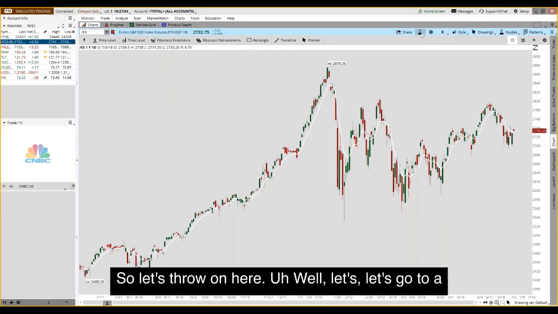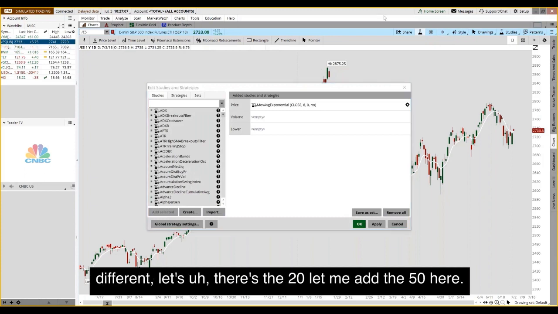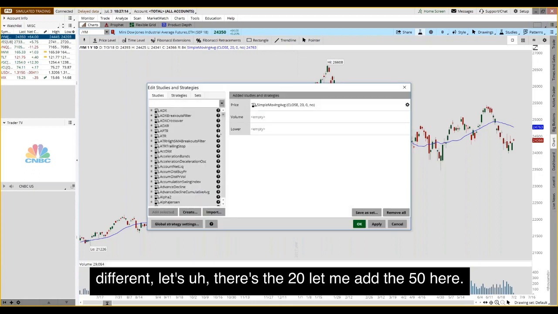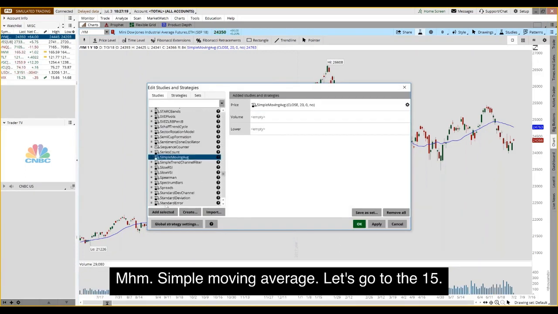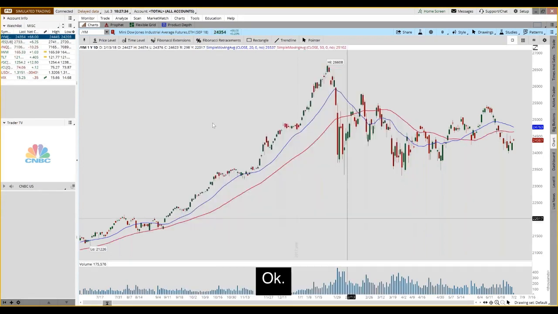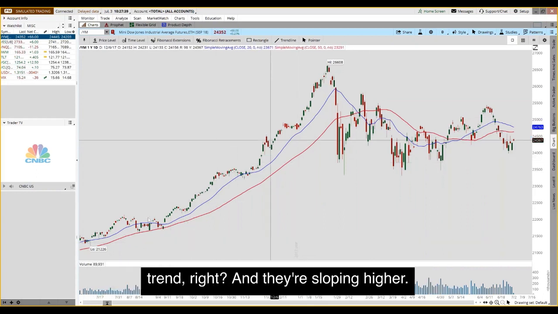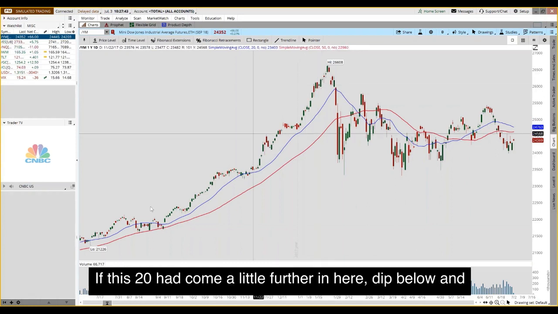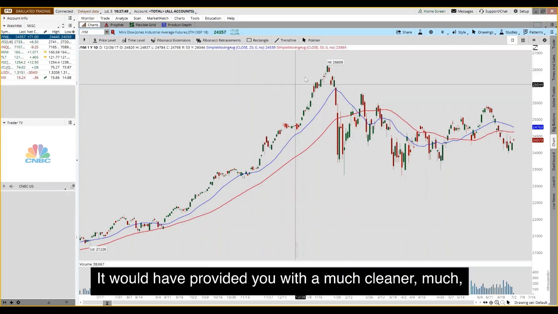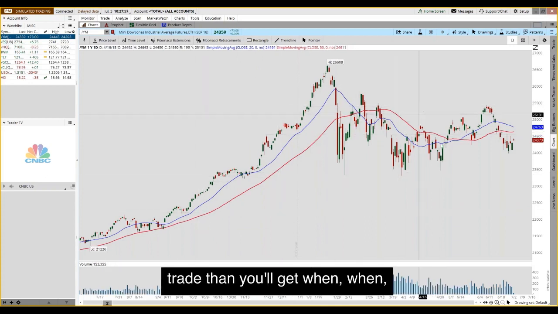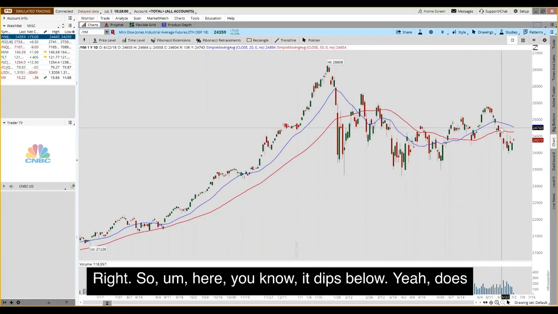So let's throw on here, well, let's go to a different one. There's the 20. Let me add the 50 here. Simple moving average. Let's go to the 50, make this red. Okay. So again, you see when there's a nice strong trend, and they're sloping higher. If this 20 had come a little further in here, dipped below and crossed back above, it would have provided you with a much cleaner, much more obvious entry point and a much better winning trade than you'll get during a chop session like this, right?